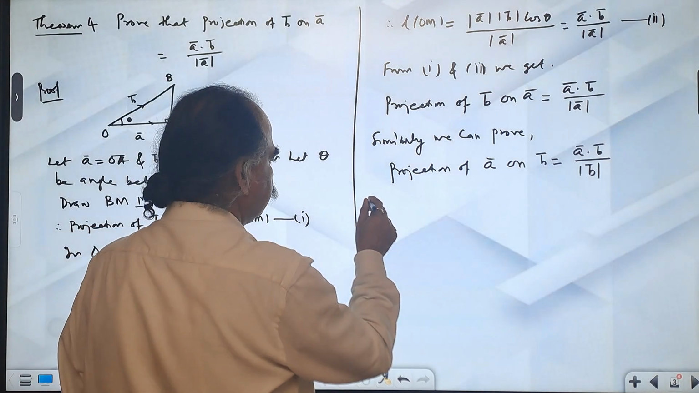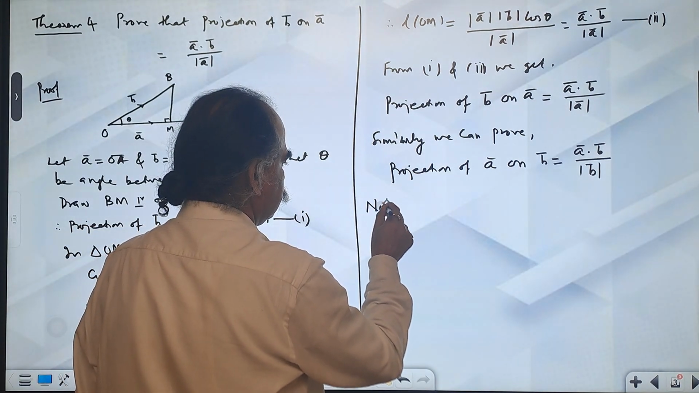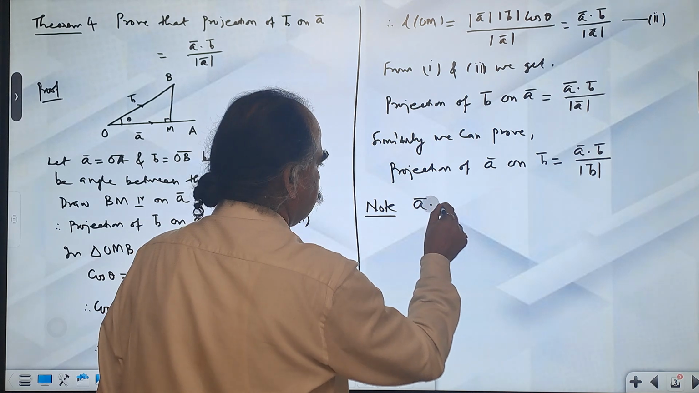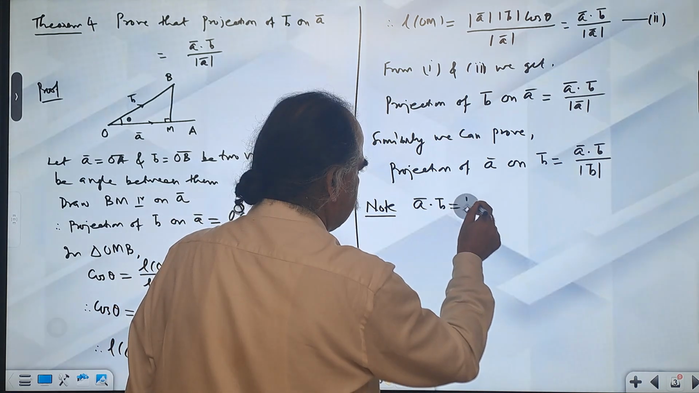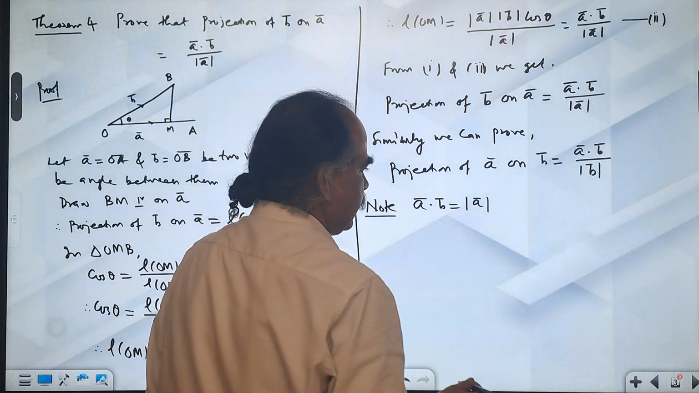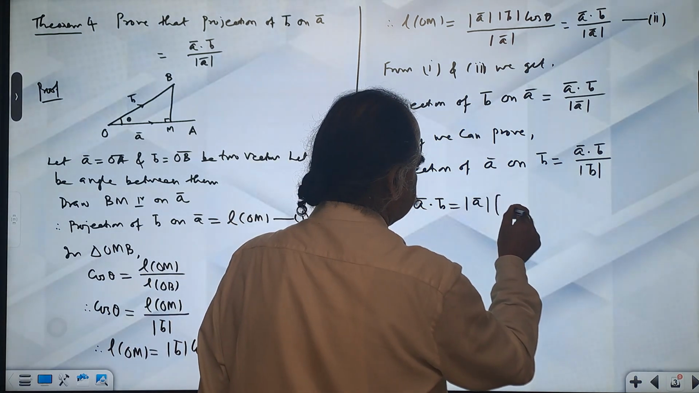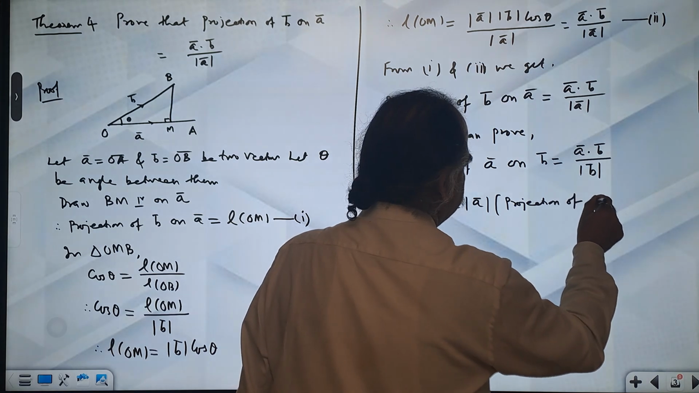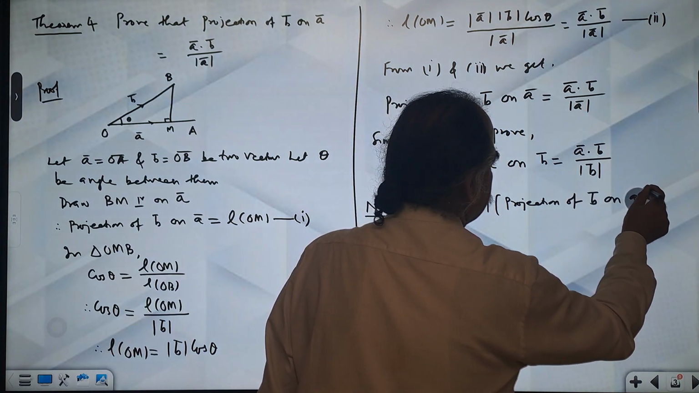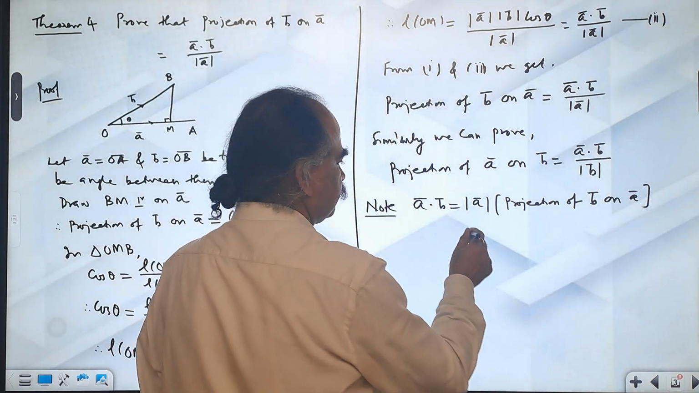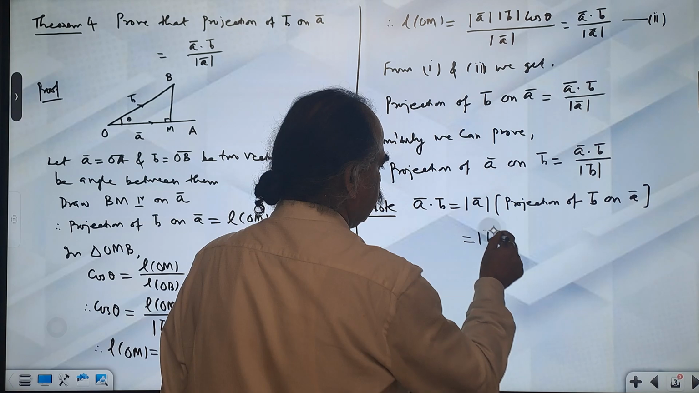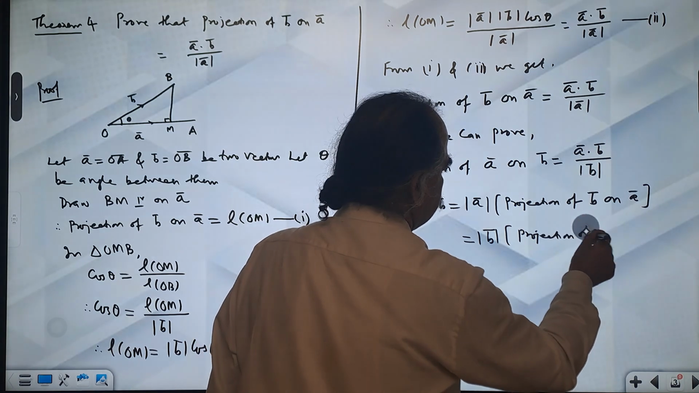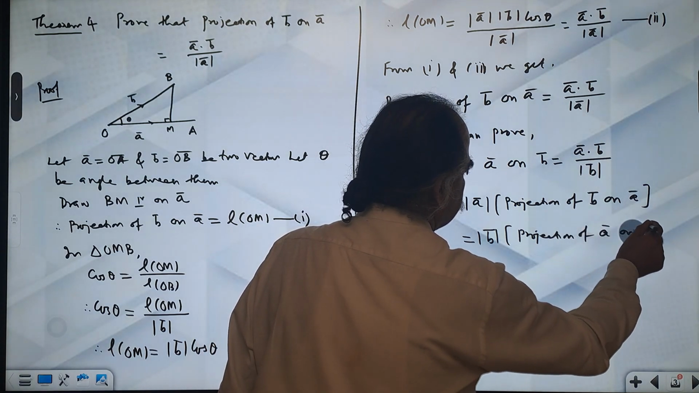One note I'm giving you. A bar dot B bar is nothing but mod A bar into projection of B bar on A bar, which is also same as mod B bar into projection of A bar on B bar.